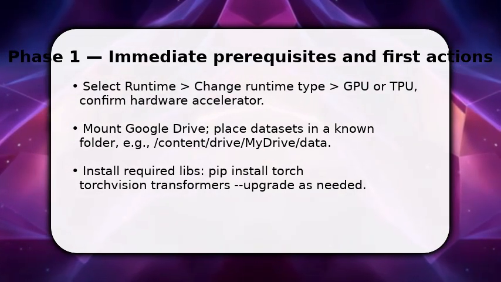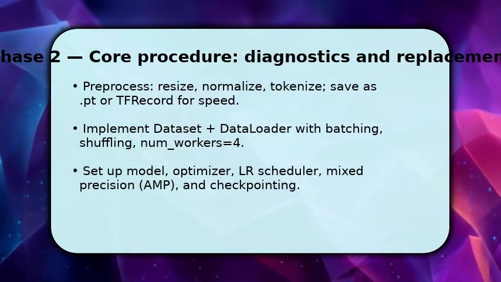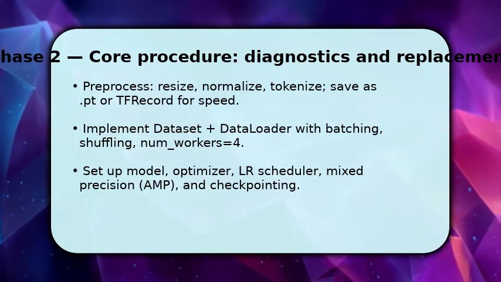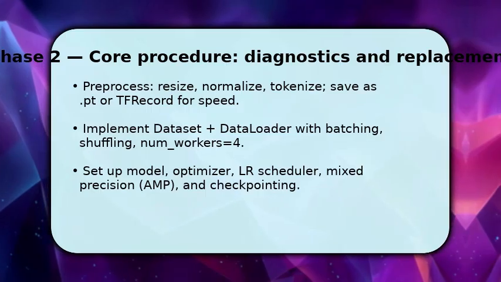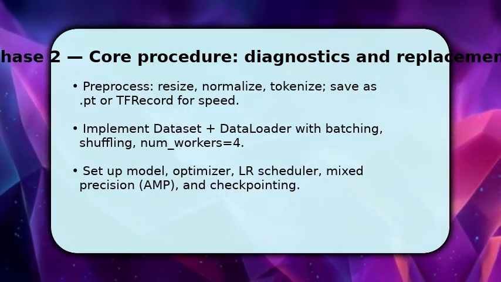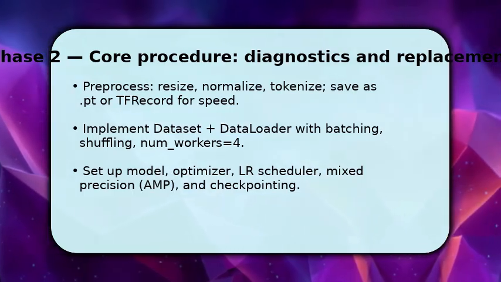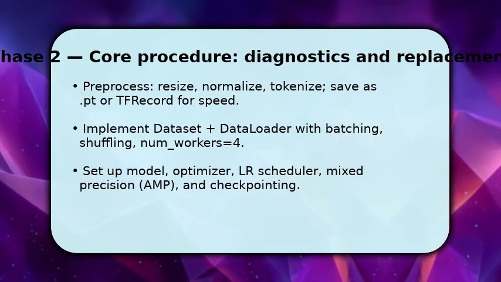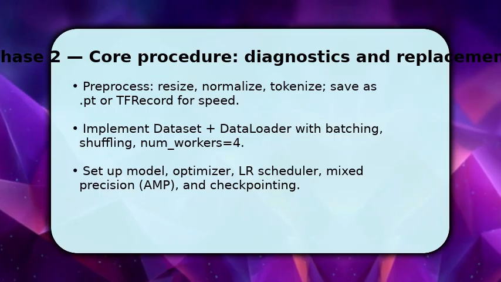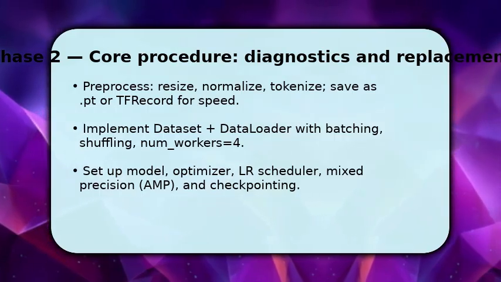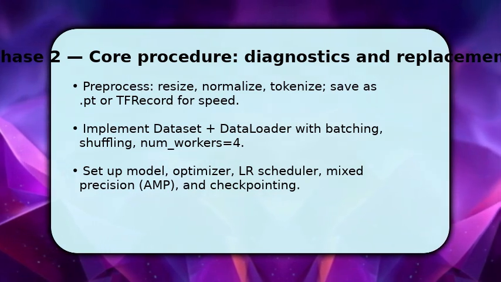No idle steps. You now prepare the data pipeline and model. Tokenize or transform inputs, then save preprocessed files in efficient formats to reduce runtime overhead. Once done, implement a dataset and data loader with appropriate batch size, shuffling, and workers. These choices affect throughput. Then instantiate the model and optimizer, add a learning rate scheduler, and enable mixed precision to speed up training while saving memory. Also code checkpoints that save model state every n epochs, so you can resume without loss.